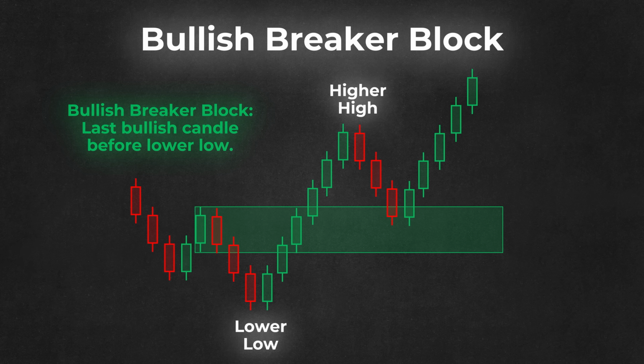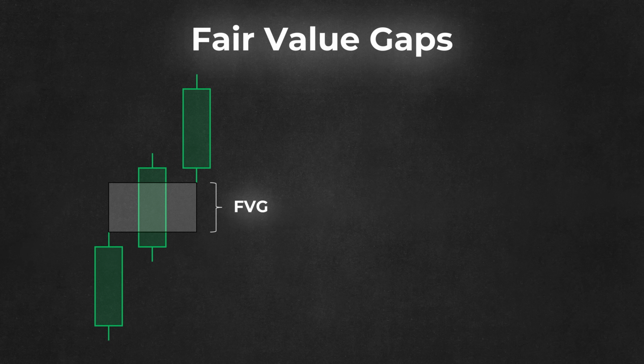The other half is the fair value gap, which I already explained in my previous video, but I'll make a quick review right now. The fair value gap is a 3-candle pattern that hides a gap between the shadows of the first and third candles. In a bullish fair value gap, there is no overlap between the upper shadow of the first candle and the lower shadow of the third candle.